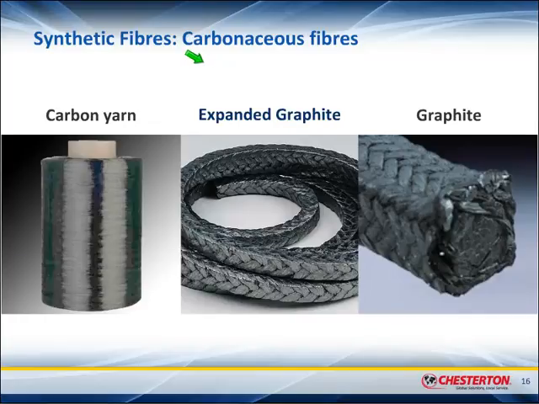Carbon has a purity of up to 95% carbon atoms, and graphite is much purer, higher than 95%. The other type of graphite that we have is expanded graphite, and expanded graphite is, for example, used to make these die-formed rings, and as well used to make braided packings.